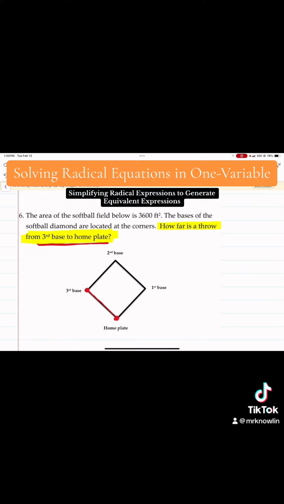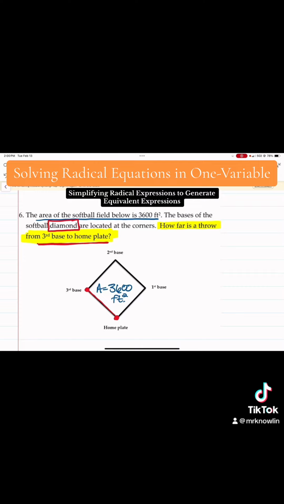Now, let's see what information they give us. They tell us that the area of the figure below is 3,600 feet squared. So 3,600 feet squared, and I'm going to fill that in right here. It's a good math habit to always label your diagram, okay? In the next sentence, it refers to this as a diamond.